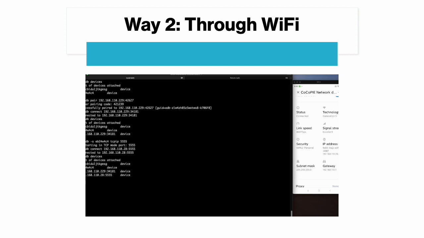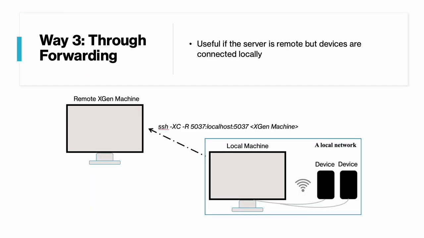Now if we run ADB devices, we can see this new device is also ready for XGen to use. The third approach is useful if it is not convenient to connect devices directly on your GPU servers. You can first connect the devices to your local machine, then use SSH forwarding to allow the remote servers to use the devices connected locally. In this demo, we have a remote machine already. We already remotely logged into that machine, and we run ADB devices.